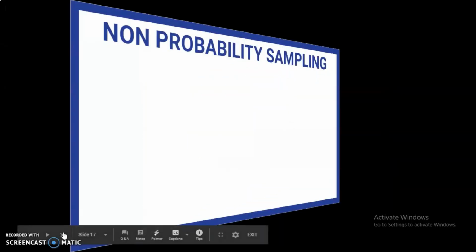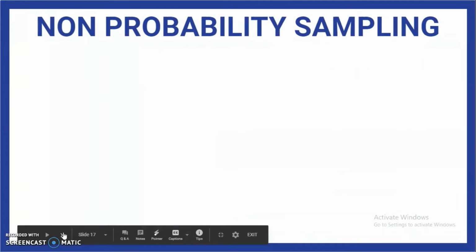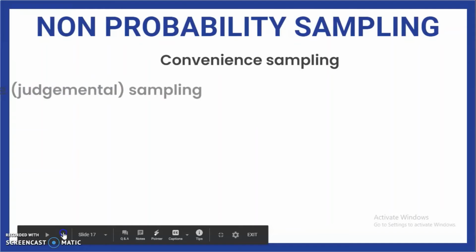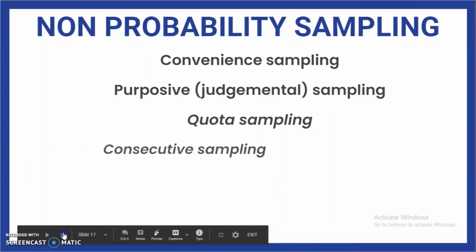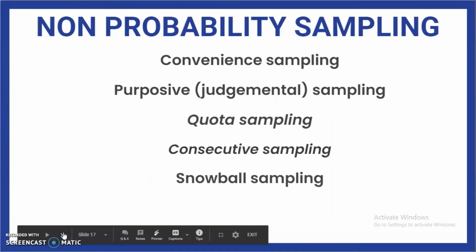Let us see the types of non-probability sampling. One is convenience sampling, then purposive or judgmental sampling, quota sampling, consecutive sampling, and snowball sampling. These are the sampling techniques.